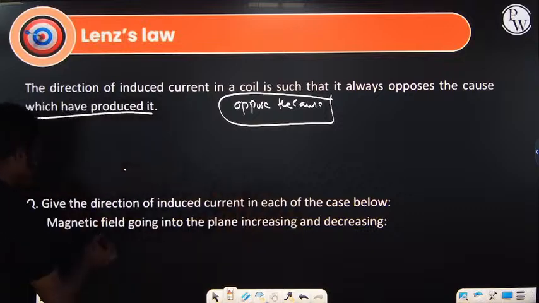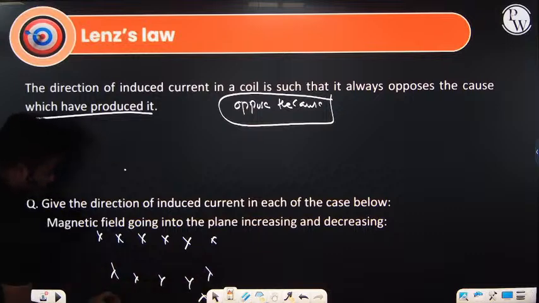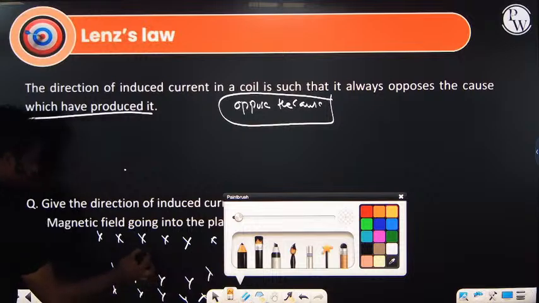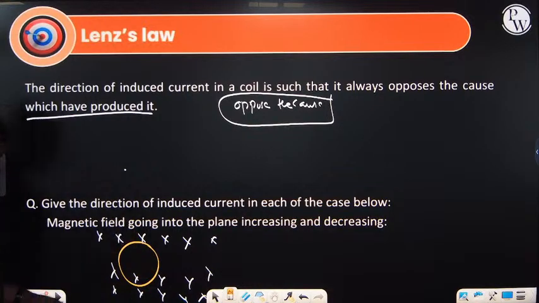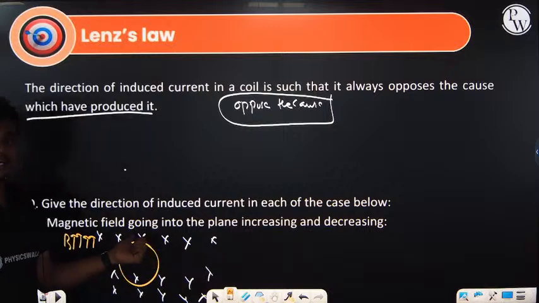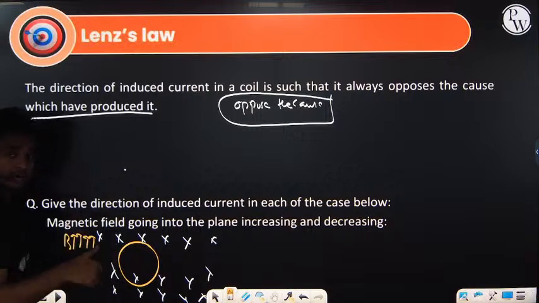First case is what? Magnetic field going into the plane, increasing or decreasing. So the magnetic field is going into the plane. First, let's say the magnetic field is increasing and there is one coil at this particular point. The magnetic field going into the plane is increasing, so we want to decrease it. We have to give the direction of the current in such a way that it tends to decrease the magnetic field.